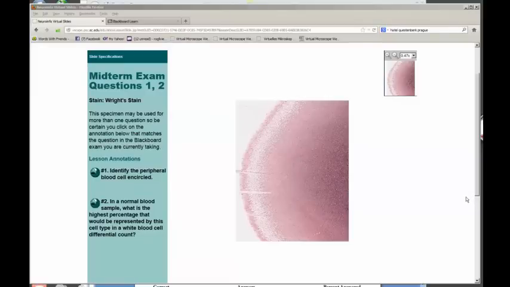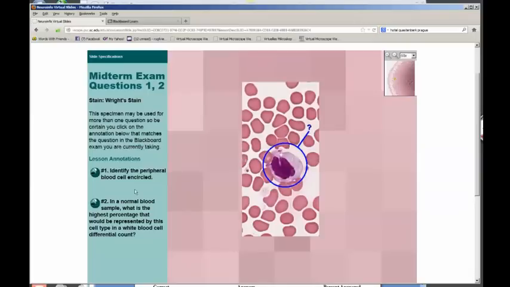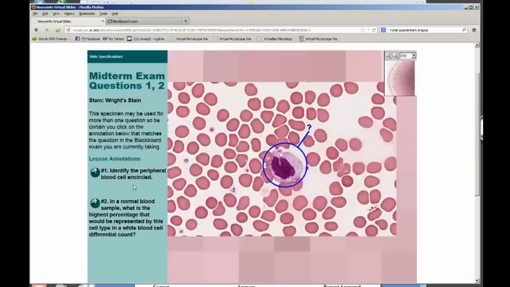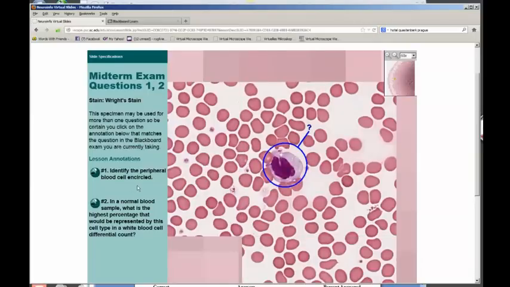Class, this is Dr. Ogilvy, and I'm reviewing Part C of the midterm exam. All the questions related to virtual slides. First question was identify the peripheral blood cell encircled. And I'm waiting for it to come up. And of course, this is a peripheral blood smear.